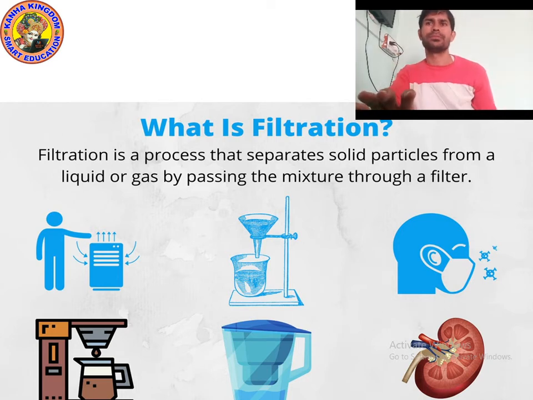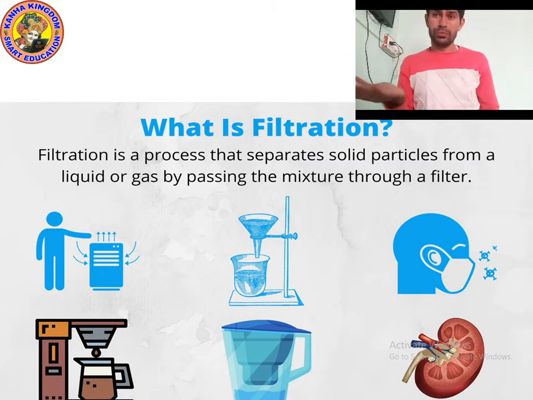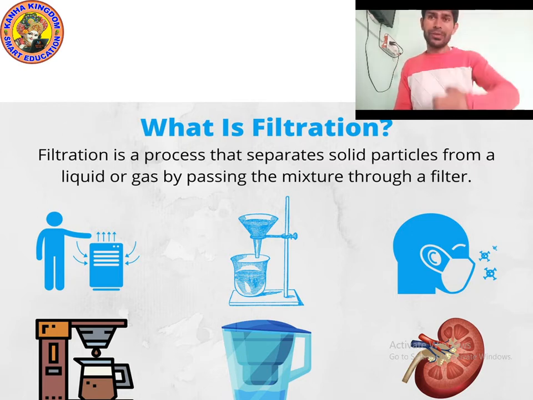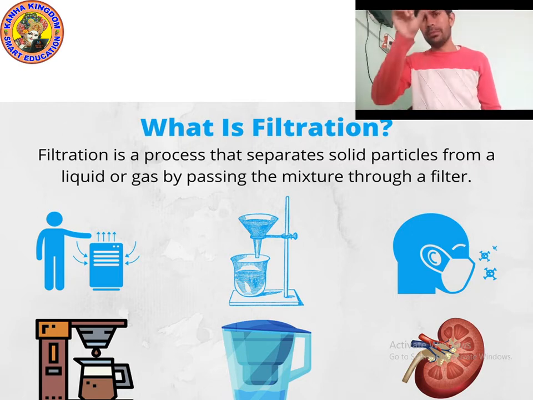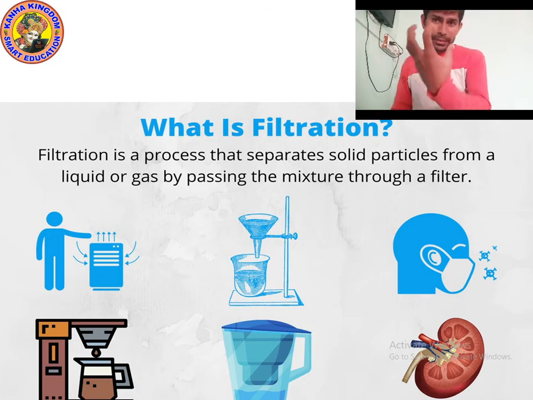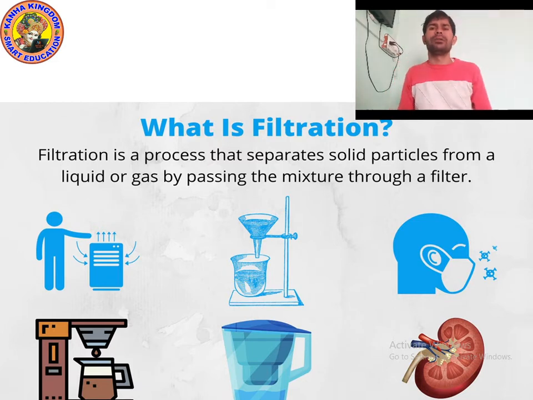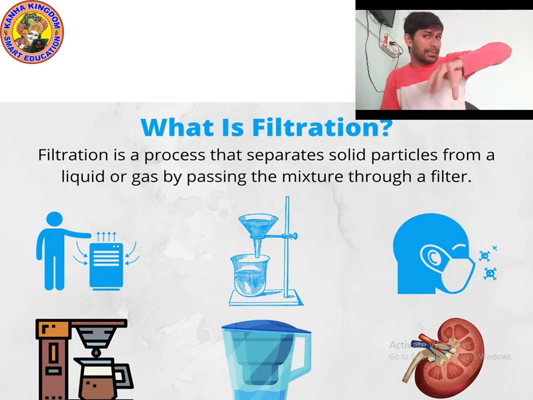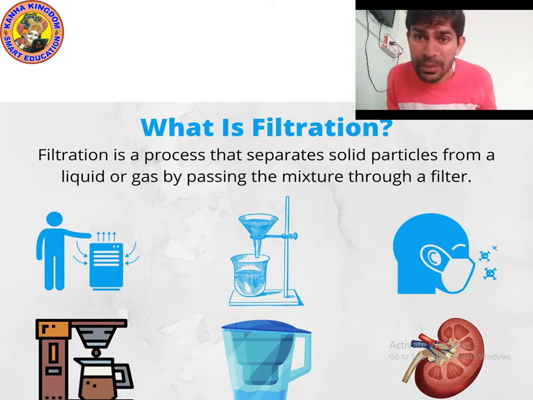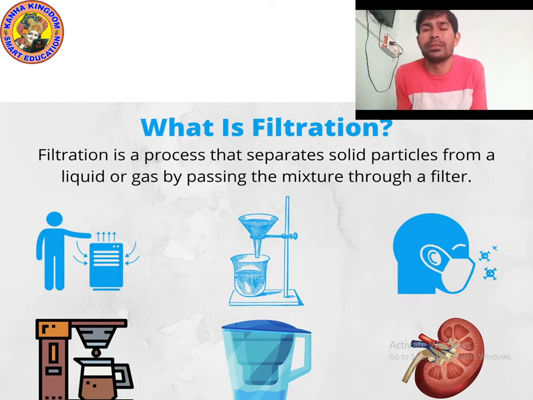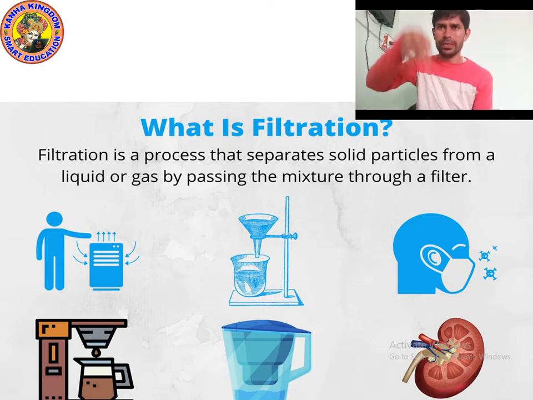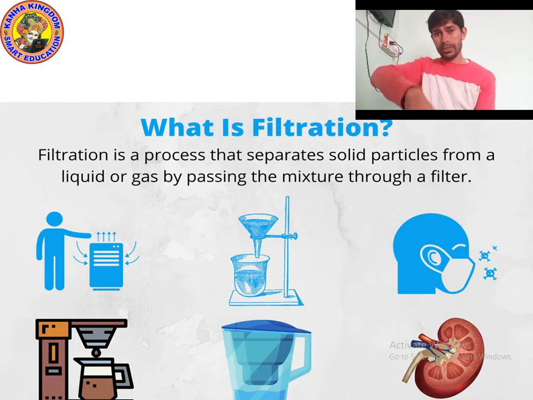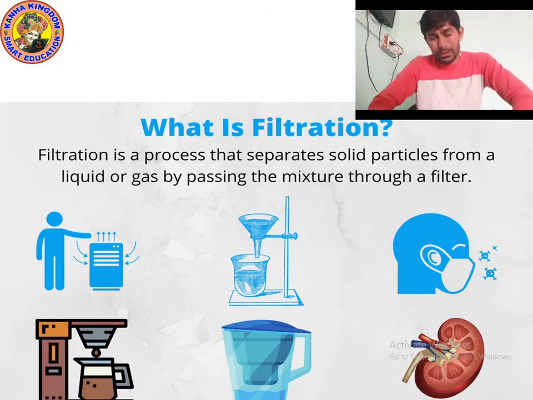So as you can see, with the help of a stand we have fixed the funnel. And there is a beaker just below the funnel. Inside the funnel, you will put a filter paper, and you might have seen the filter paper in the lab, in a circular shape. So you put the filter paper in the funnel and make it cone shape.